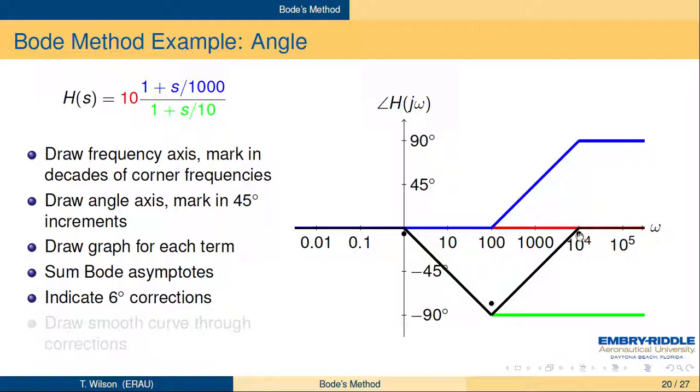And then at 10,000, you have another 6-degree correction. And then you make a smooth curve through these. And so there's a smooth curve through those. And that's the actual angle curve, plotted versus log omega. And you say, well, it's kind of hokey to do this, right?